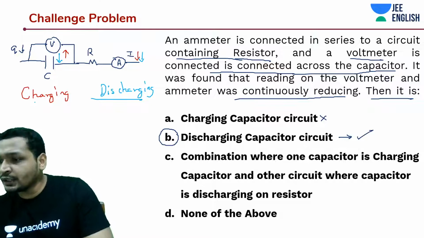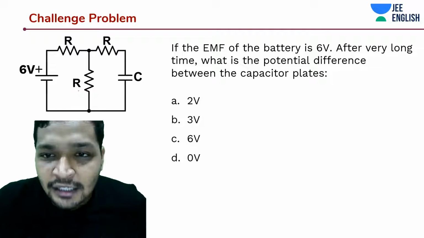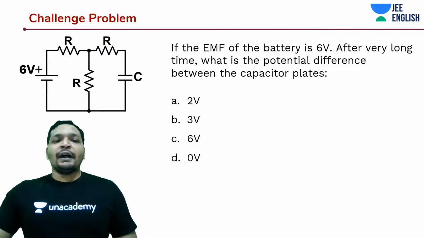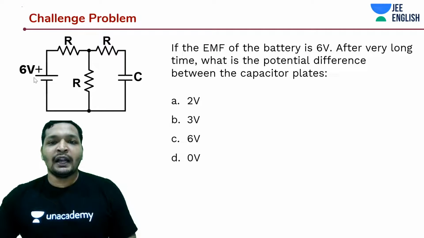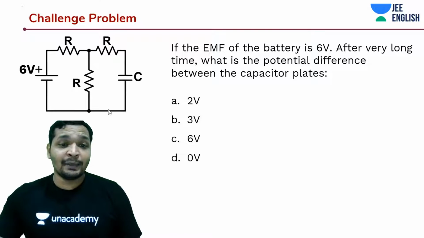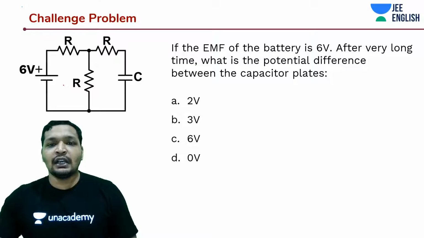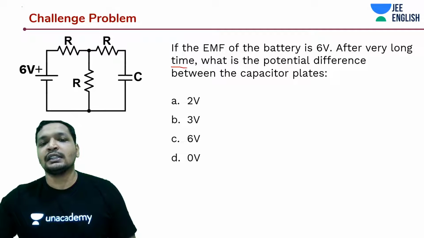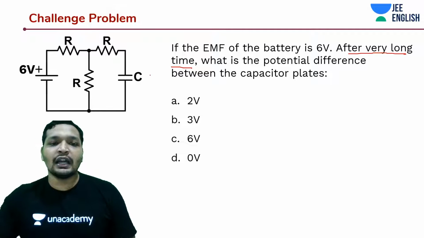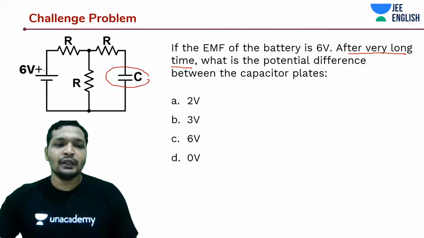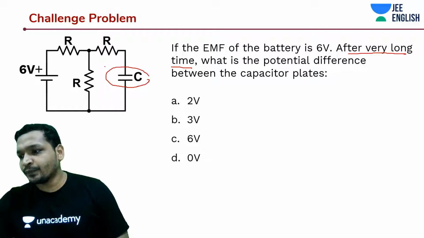Let's move on to the next question then. Yes, careful guys, careful. What about this question, guys? If a battery of EMF 6 volts is connected across the capacitor in the given circuit, what would be the potential difference after a long time? After a long time, steady state, they are the same thing. So what is the potential across the capacitor after a very long time? The 6 volts battery is over here. Observe this network. What would happen after a very long time?